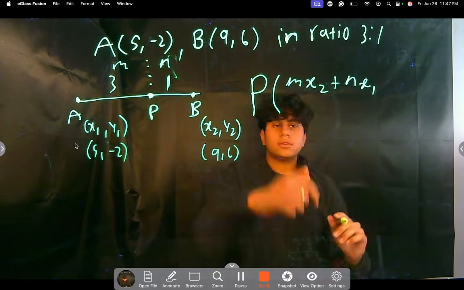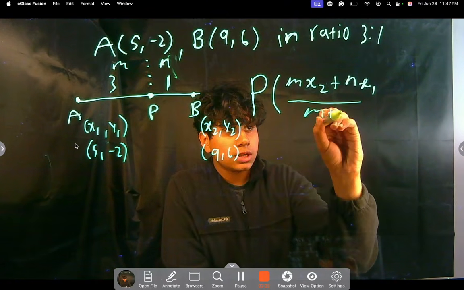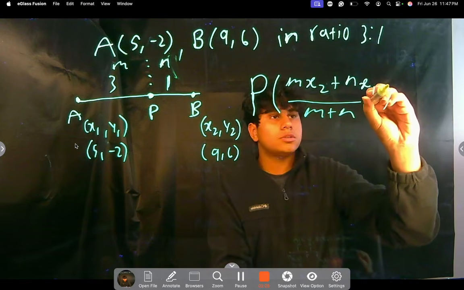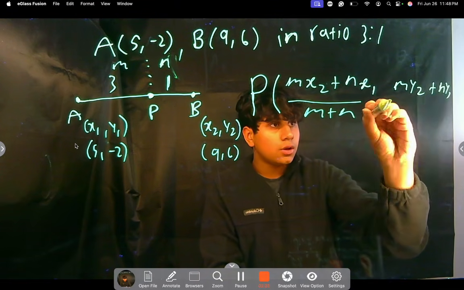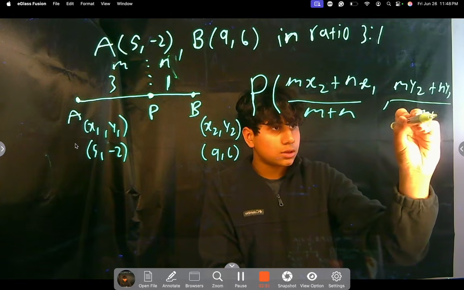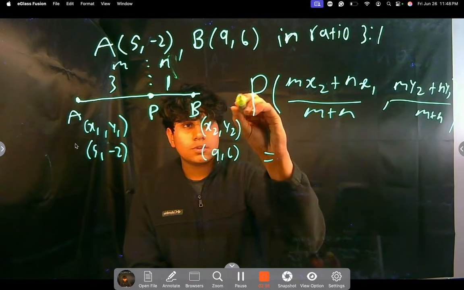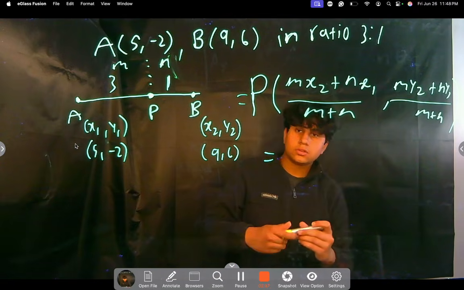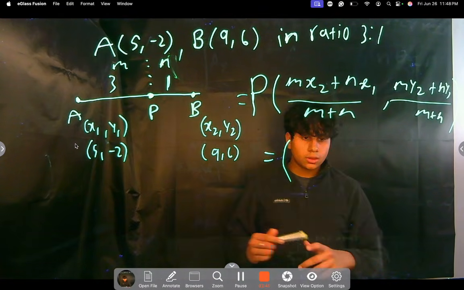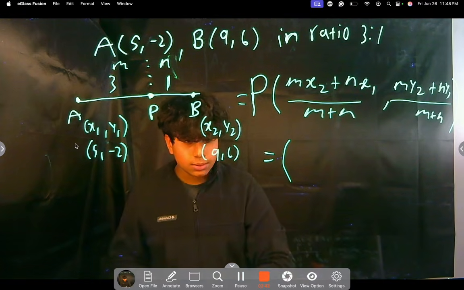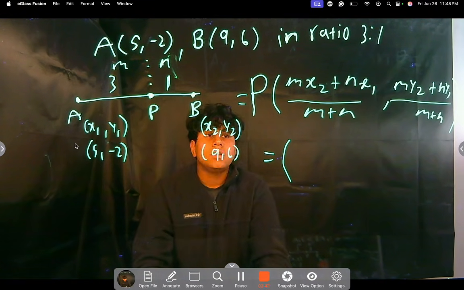So I'm going to finish writing this formula. It's m x2 plus n x1 over m plus n, and it's similar for y: m y2 plus n y1 over m plus n. And that'll be the formula. So let's quickly solve this. It's pretty simple, just plugging it in. Mainly we need to know how to use it, how to map it out so you can look at it better, because that's the main part of this.